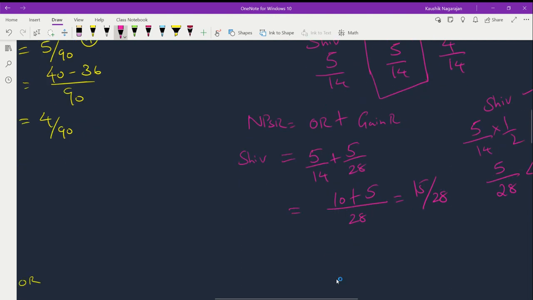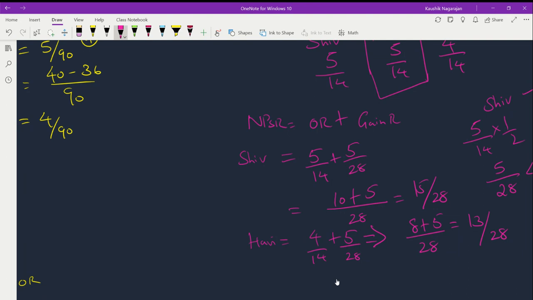Similarly, for Hari, I have to find out the value. For Hari, the old ratio is 4 by 14 plus the gain is 5 by 28. When I take the LCM, it will be 28. 14 into 2 will be 28 and 4 into 2 will be 8, plus 28 into 1 and 5 into 1, 5. So this gives me 8 plus 5 is 13 by 28. So this gives me the value as 13 by 28.